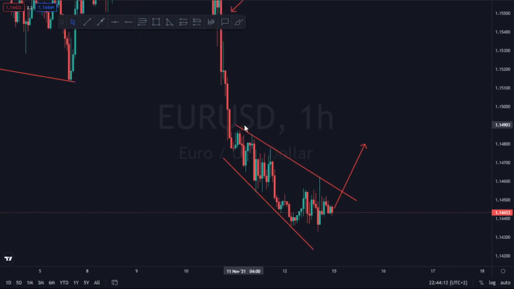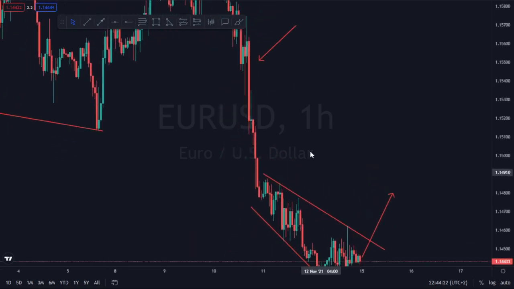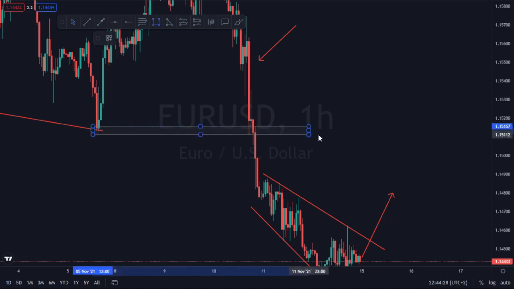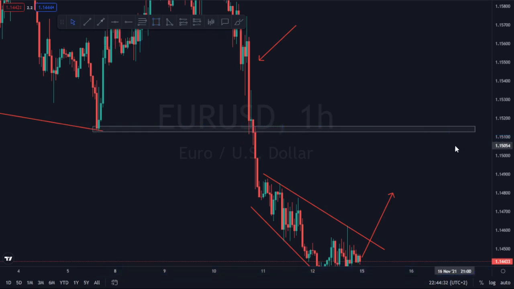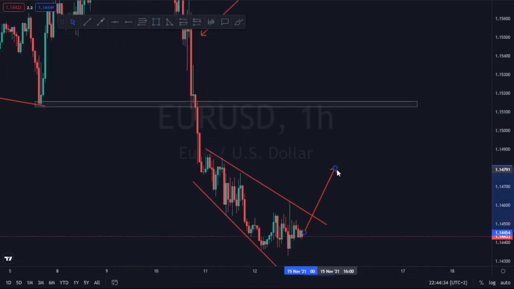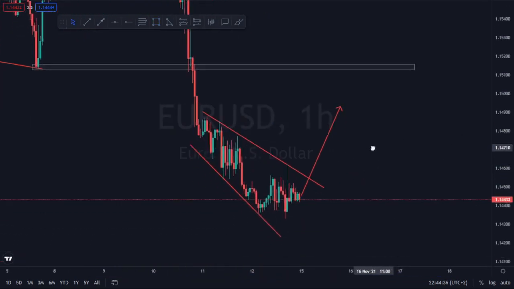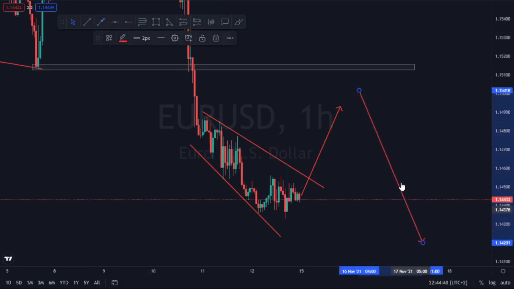So yes, let's get back into this. EURUSD, this is a reversal pattern, and I think we're going to get a short-term buy, and I'm anticipating price to go back and reach this zone here, this zone there, before it continues to the downside.